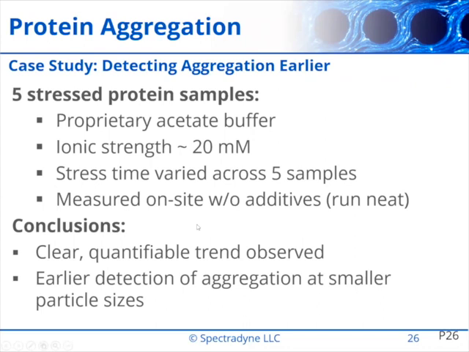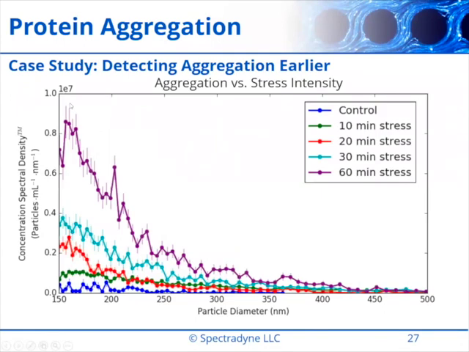But here's the data. In blue is the control, and then we're varying stress 10, 20, 30, 60 minutes. You can see the 60-minute data shows quite a bit higher level of aggregation, so that's probably not surprising. So more stress, more aggregates. On the next slide, I want to show you a concentration trend in 3 different size ranges.